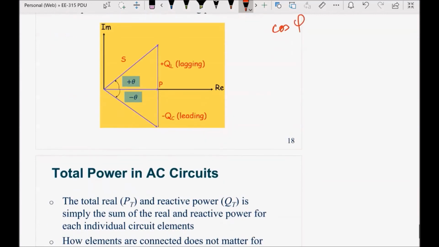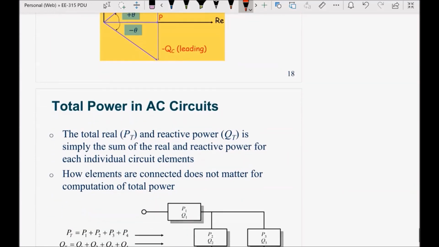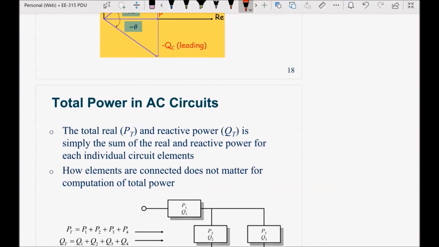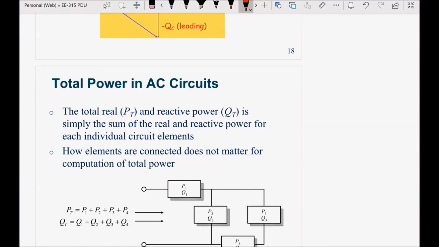Okay. In this last slide, the concept of addition of individual active and reactive powers at a certain point on the network is shown. Here, a circuit is shown. It says that the total real and reactive power is the sum of powers at each circuit element. So you sum up the active powers and you sum up the reactive powers, and that is going to be the accumulative sum. And in this case, the connection configuration does not really play much of a role.